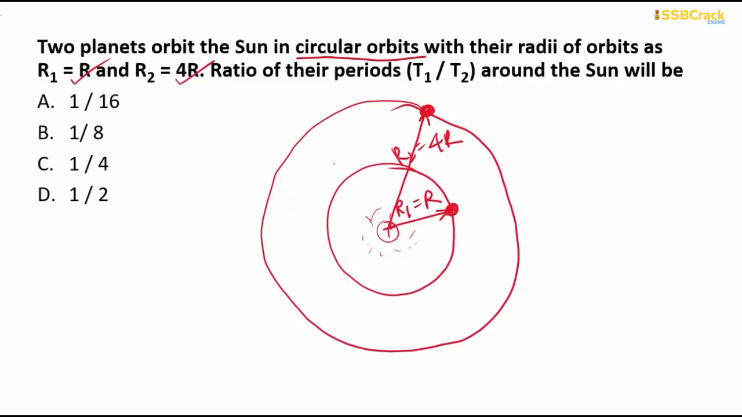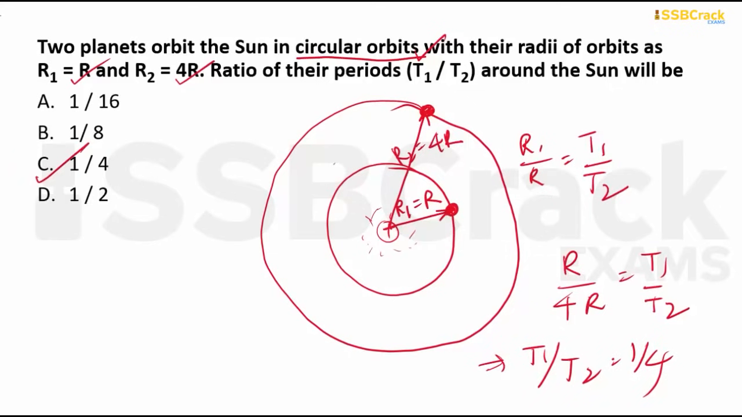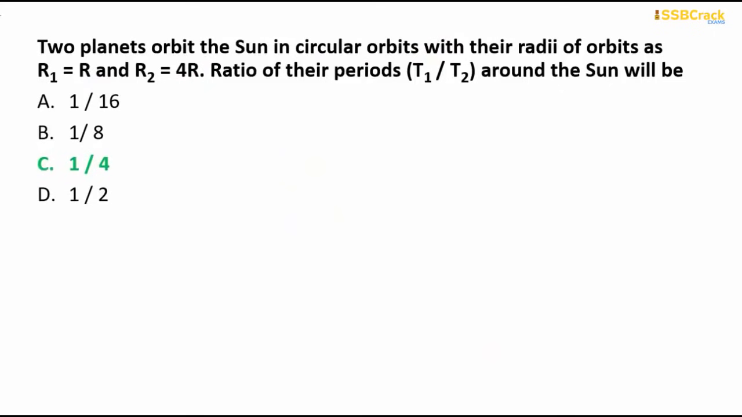Which is equal to T1 by T2. Now these are not elliptical orbits. When these are elliptical orbits, then we will take into consideration planetary motions and all, but these are circular orbits, and it simply means that R1 by R2 is equal to T1 by T2. Very, very simple one. So R1 by R2 is R by 4R, equal to T1 by T2, and that simply means T1 by T2 is equal to 1 by 4. So option C is the correct answer for this question.